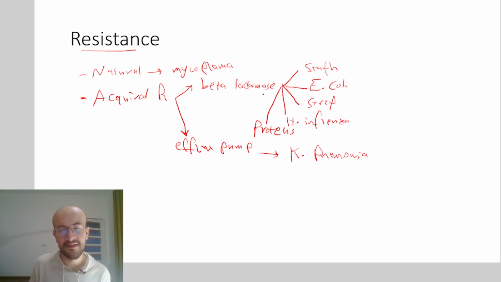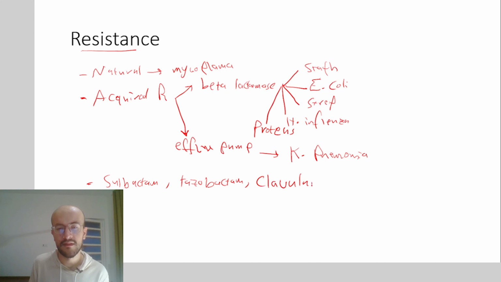The beta-lactamase problem in bacteria is solved by adding sulbactam, tazobactam, or clavulanic acid into the penicillin. If we add one of those into the penicillin, we get a penicillin that is resistant to the beta-lactamase, and those are called the beta-lactamase inhibitors.